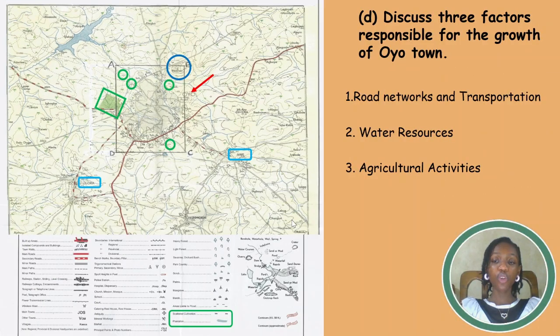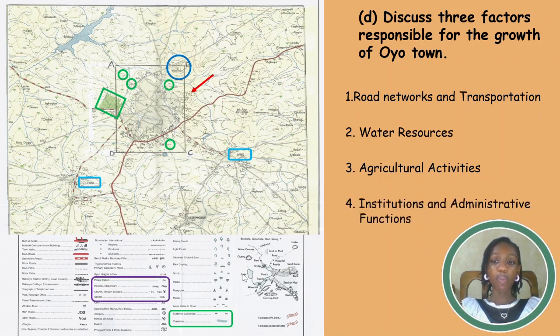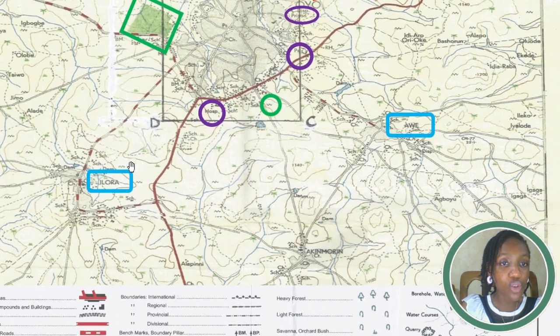Another factor responsible for the growth of Oyo town is the presence of numerous institutions as well as administrative buildings. If you look at the key and the map, you can see that there is a high density of schools and churches in Oyo town. In fact, Oyo town has the only hospital, police station, and prison on the map. And even one of the 2 dispensaries, popularly known as pharmacies, where you buy medicines from, is located in Oyo town. So now let's zoom in and look at all these features I just mentioned.